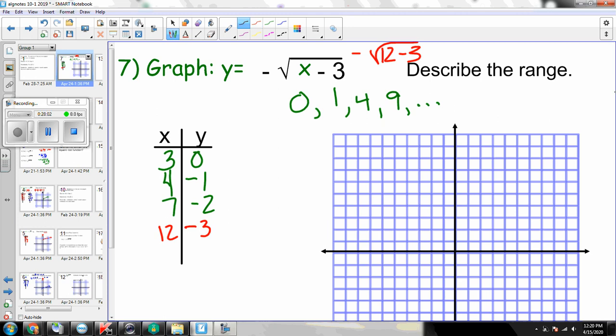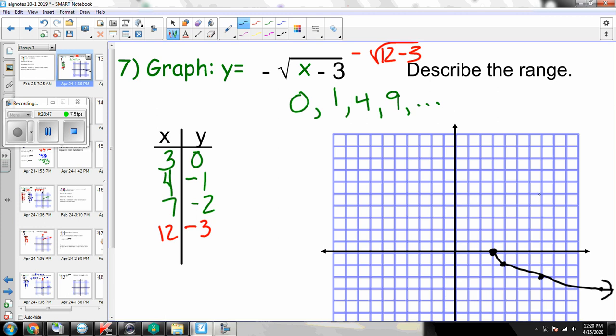This one's going to be off my graph a little bit, so I'll just graph the other 3 points. If I graph 3, 0, I go right 3, don't go up or down, here's 3, 0. Graph 4, negative 1, right 4, down 1. And then if I graph 7, negative 2, I'm going to go right 7, down 2, okay? And then I connect, and you think about, well, 12, negative 3, would be about right here. It's off my graph. And then I connect and put an arrow at the end.